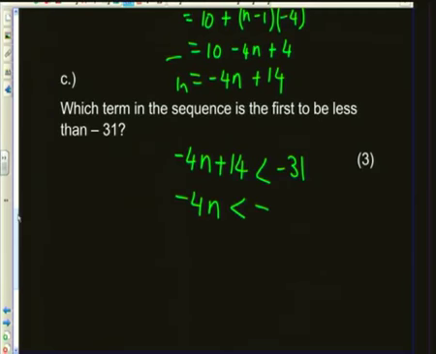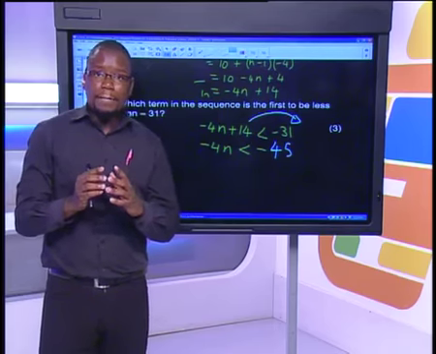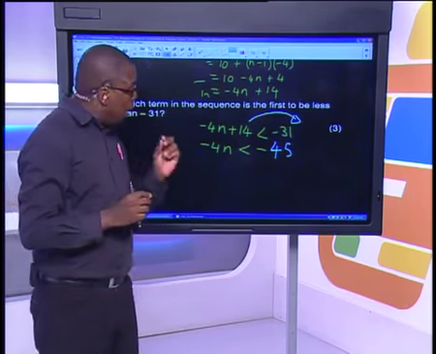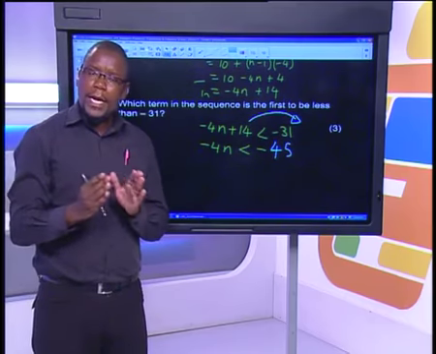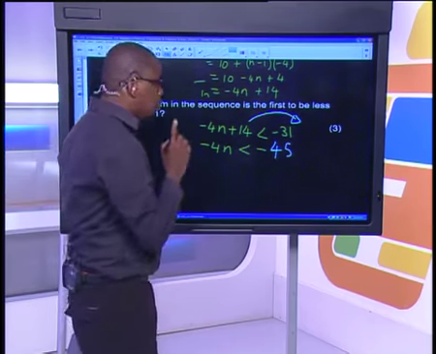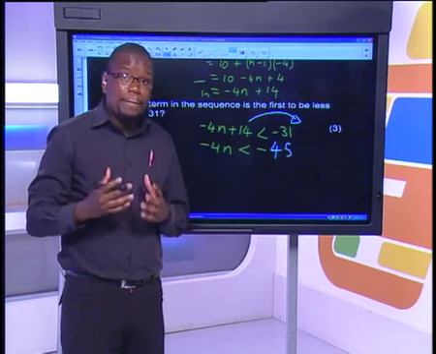Now you take your 14 across. So you've got minus 31 minus 14. So you get negative 45. Now, guys, you've got your negative 4n and negative 45. Now you want to solve for n. You want to get rid of that negative 4, which multiplies into the n. So what you do is you divide by negative 4 throughout.